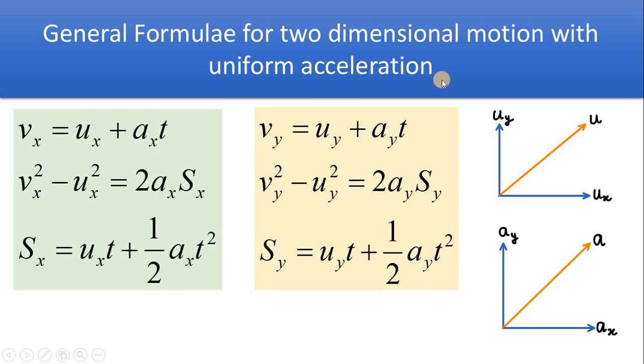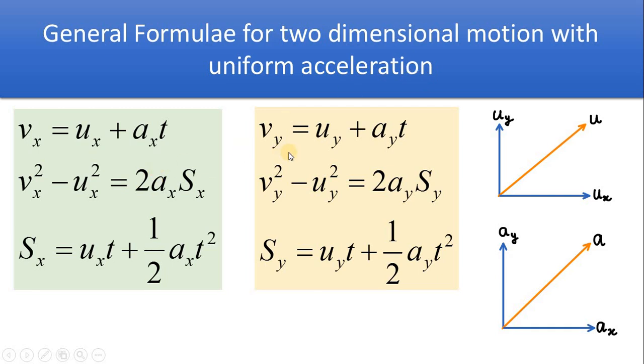The acceleration is constant. You know that when acceleration is constant, then we have these three equations of motion: v is equal to u plus at, v square minus u square equal to 2as, and s is equal to ut plus half at square. These three equations of motion are applicable only if the acceleration is constant. So projectile motion is really a motion with uniform acceleration.